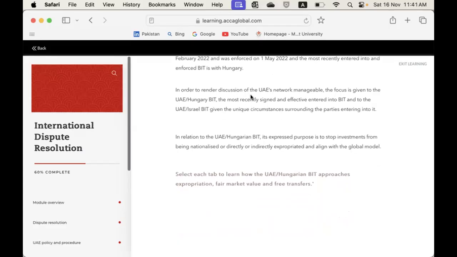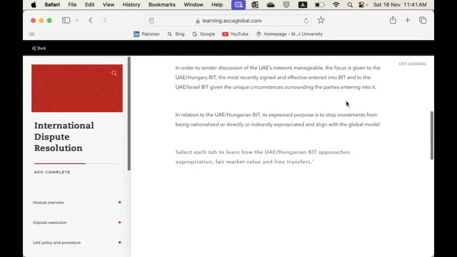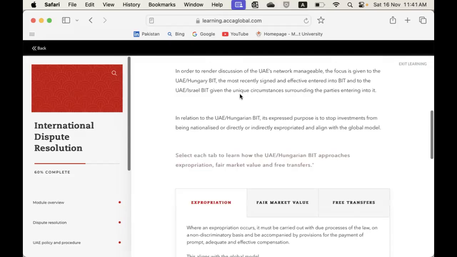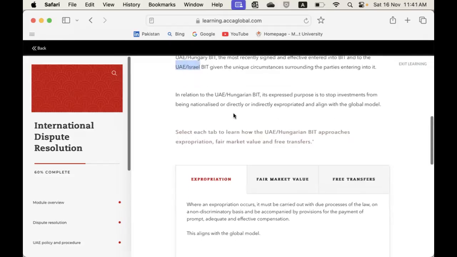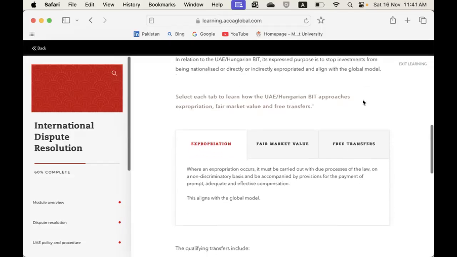In order to render discussions of the UAE's network manageable, the focus is given to the UAE-Hungary bilateral investment treaty, the most recently signed and effective BIT, and to the UAE-Israel BIT. Again, this is a recent one. I think a few years back it was signed, given the unique circumstances surrounding the parties entering into it. Out of these 2 treaties, the infamous one is between UAE and Israel, because it was a big subject matter in the news. In relation to the UAE-Hungary BIT, its expressed purpose is to stop investments from being nationalized or directly or indirectly expropriated, and it is aligned with the global model. So that's the Hungarian BIT.